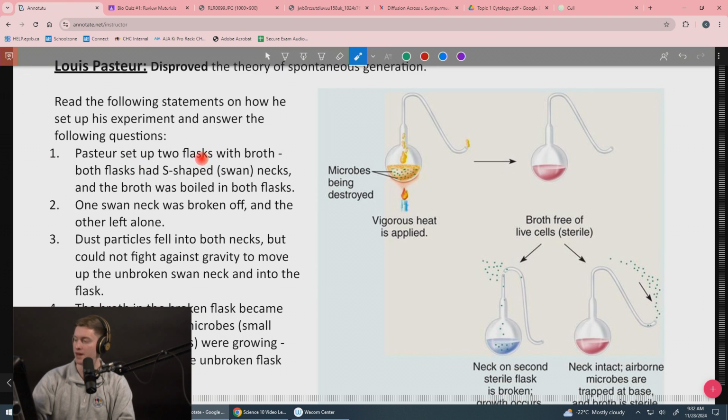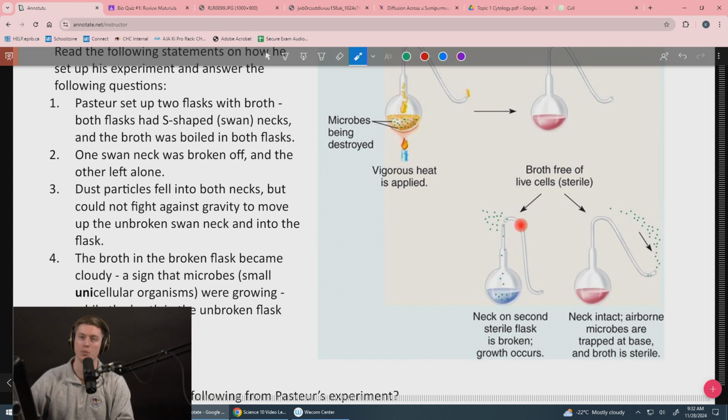So he took two flasks with the same broth, and they had S-shaped necks. And the broth was boiled in both flasks, to try and kill anything that was living there before. Then he broke the swan neck on one of the flasks, and he kept the swan neck on the other flask. Dust particles fell into both necks, but could not fight against gravity to move up the unbroken swan neck and into the flask. So in this one here, even though it's open to the atmosphere, things land here, but they can't go against gravity to end up inside of the broth.